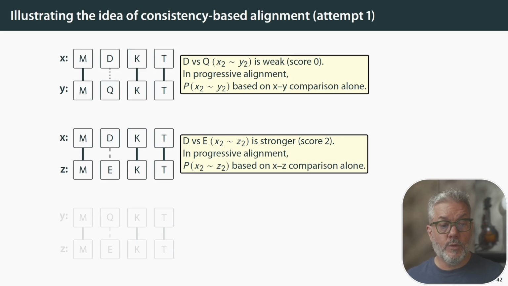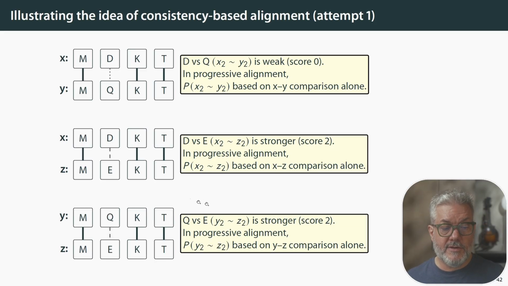Now we can consider Y and Z. Y and Z is now going to be at position 2. We're now comparing Q and E, so a glutamine to a glutamate, and that also has a score of 2. So this is going to be the score here, and the probability based on YZ comparison alone, that position within that probability is going to be making a greater contribution.